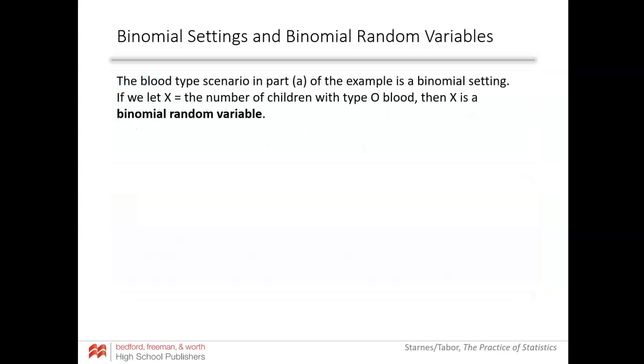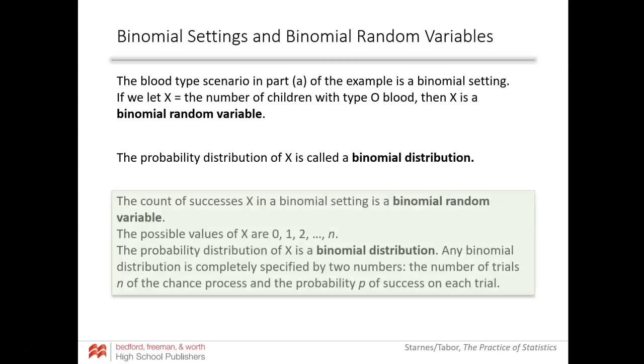All right, so let's take a look at an example that is a binomial setting, that blood type question. So we'll let X equal the number of children with blood type O. And X is a binomial random variable. We've determined that because we checked our bins. The probability distribution of X is called a binomial distribution. Thank you, stats, for naming things what they are. That's nice. The count of successes, which X is what we call them in a binomial setting, is the binomial random variable. Notice capital X.